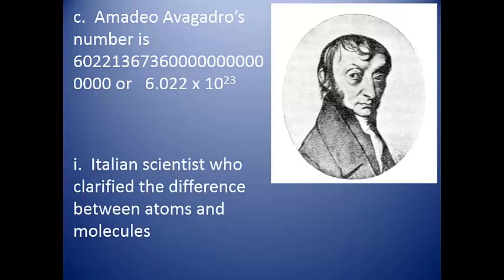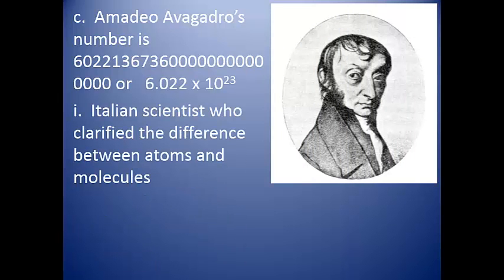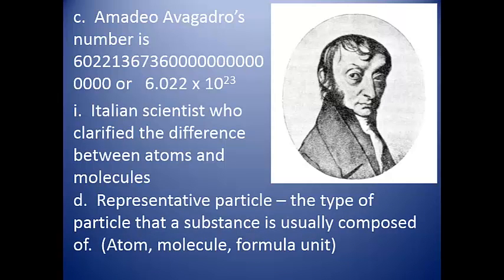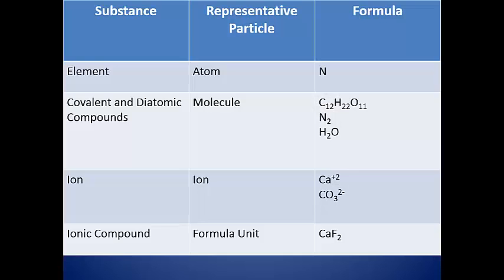He is the Italian scientist who clarified the difference between an atom and a molecule. So an atom, for instance, is nitrogen, whereas a molecule would be N2, where it's bonded to something. And then we have representative particles, and a representative particle is any particle that something is made up of. So for example, you have a chart here that you're going to be filling some information out on. If we're taking a look at an element, elements are made up of atoms. Atoms of nitrogen or atoms of oxygen, that's the nucleus with the protons and neutrons and electrons.